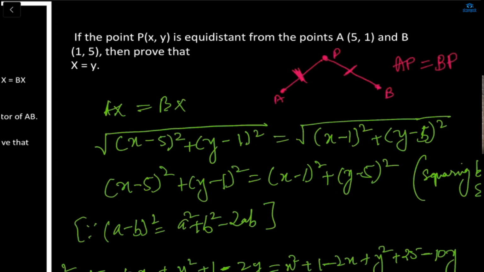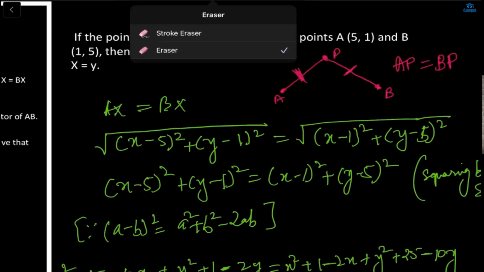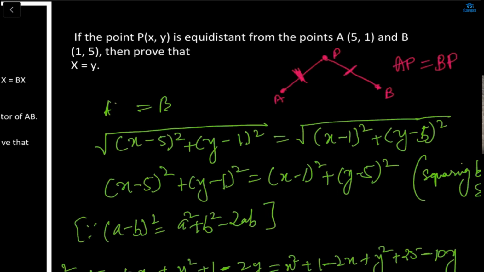Here you write it this way. Here it is point P. So AP is equal to BP. Understood that AP will be equal to BP. Now you can see that this is given, that being equidistant, AP is equal to BP. So now what is AP? How can you find out the value of AP?